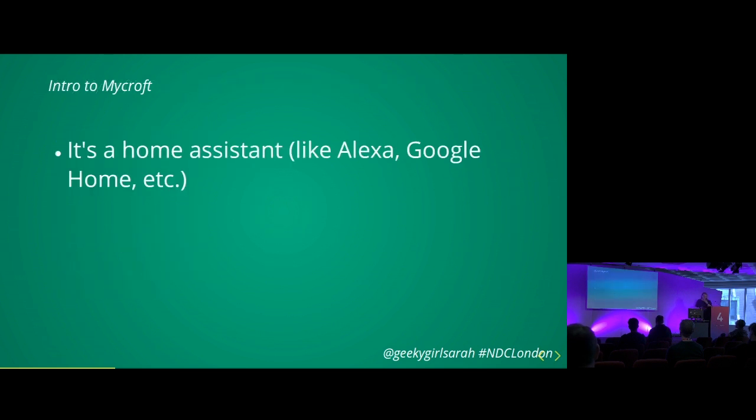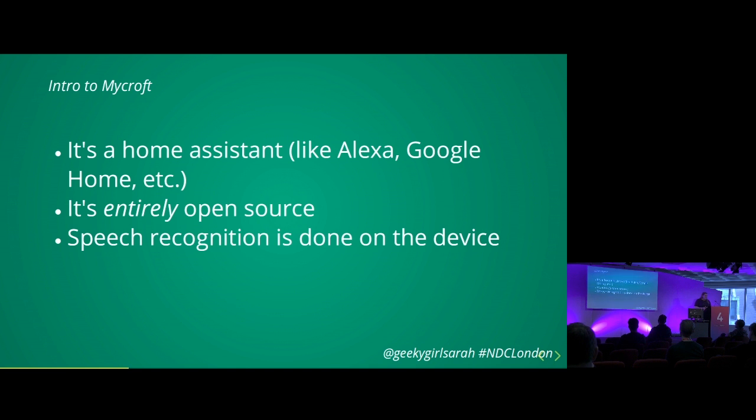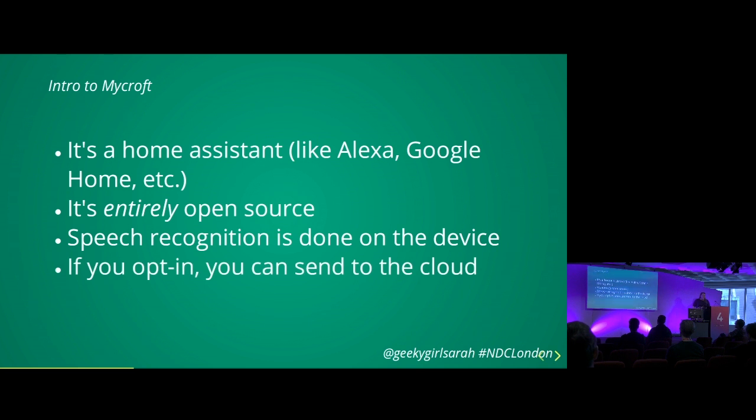All right. So a little bit about it. Like we said, it's a home assistant, sort of like Alexa, Google Home, all those. It's entirely open source. You can go on GitHub. You can get all the code to run it and all the code to run all the skills as well. And the speech recognition is done on the device. So instead of pushing everything up to the cloud and then getting a response back, it can actually recognize the text on the device and then read back the response there too. And I'll show you some of that. It's really kind of cool. And then if you choose to opt in, you can send stuff to the organization that runs it so they can improve some of their services too.